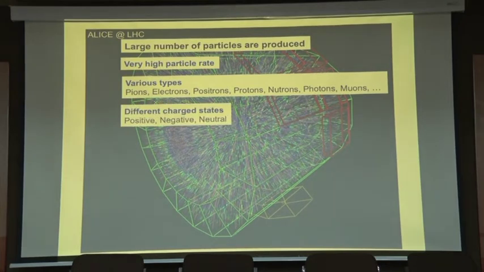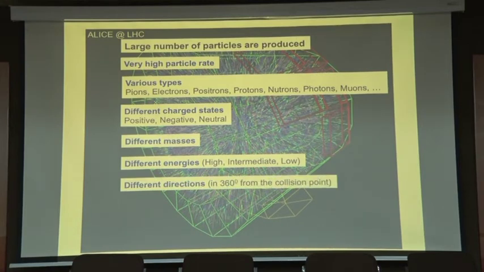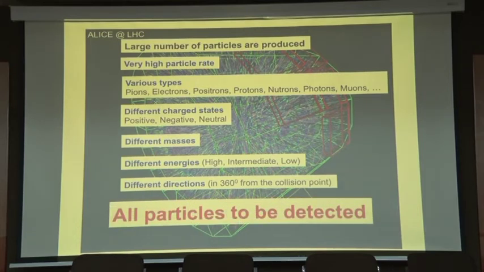They have different charge states. Some particles may be positive, negative, neutral. They have different masses: some particles are low mass, high mass, intermediate masses. They have different energies as well. Some particles are less energetic, some are very highly energetic. And they are produced in all possible directions. Suppose the interaction happens at the center, then they are produced all around the center. And these are the only source of information you have.